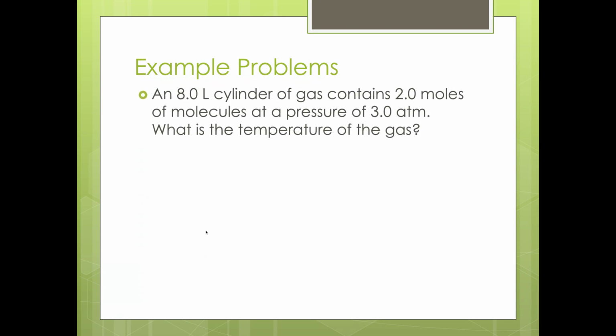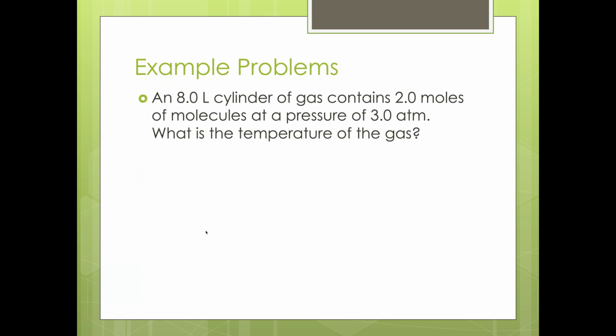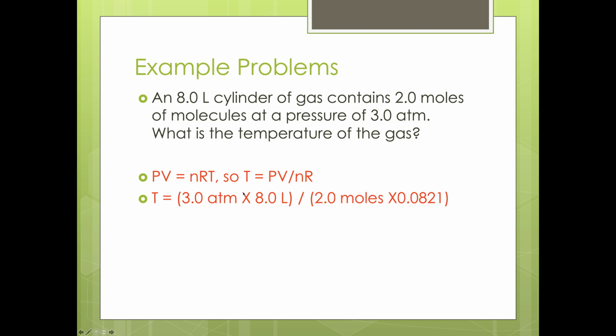Here's another one. We have an 8-liter cylinder of gas that contains 2 moles of molecules at a pressure of 3 atmospheres. What temperature would the gas be at under these conditions? So we're going to rearrange the equation to solve for temperature. Divide both sides by nR, so PV over nR is what T is equal to. Substitute in the numbers, and then you'll get your answer.